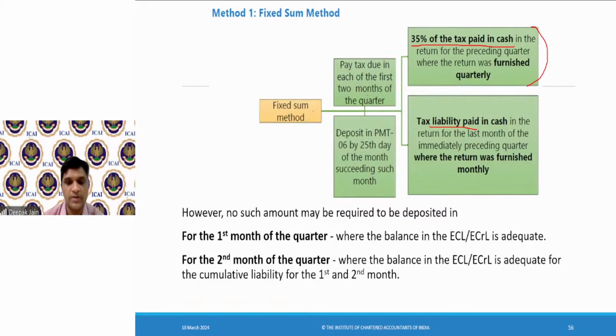Clear हो गया? QRMP scheme. So, not paying cash in the last quarter. If you have not paid any amount in the last quarter, then 35% of that is zero. So you don't have to pay anything for the first 2 months. Good question.